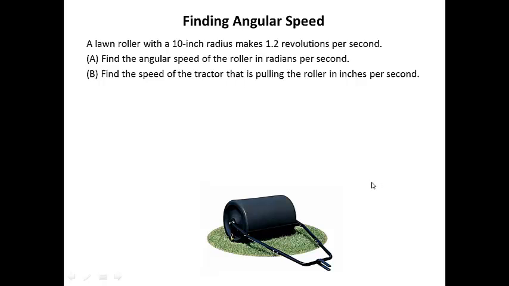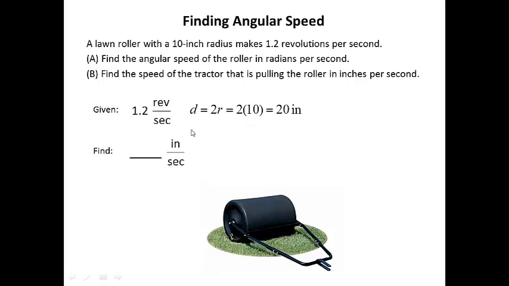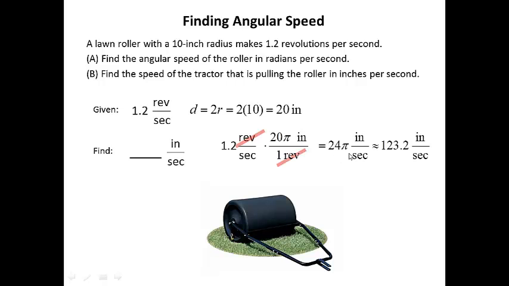Doing the speed of the tractor that's pulling this heavy barrel, we get 1.2 revolutions per second. Okay, and here's my diameter, and we're going to change revolutions to inches. So that's going to be my circumference. So it'll be 20 pi over 1 revolution, and then we get 123.2 inches per second.